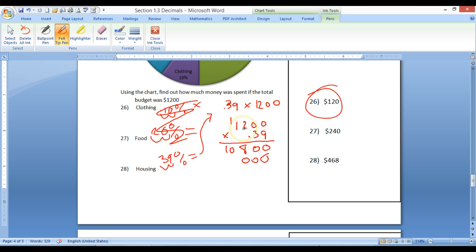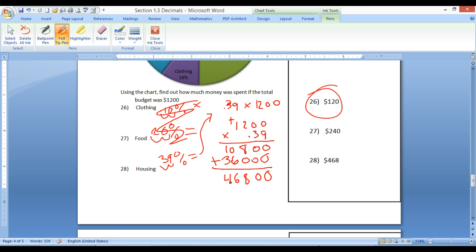3 times 2 is 6. Oops. And 3 times 1, ignoring this carry because we did that for the 9, 3 times 1 is 3. Add these together gives me 0, 0, 8, 6, 4.